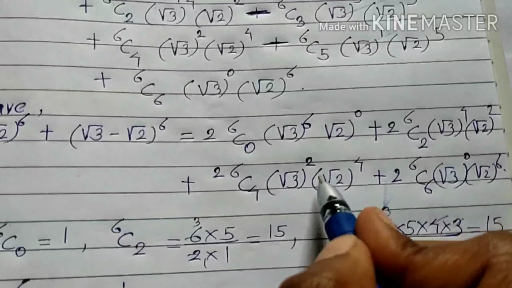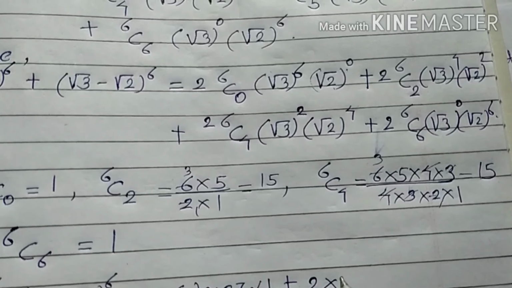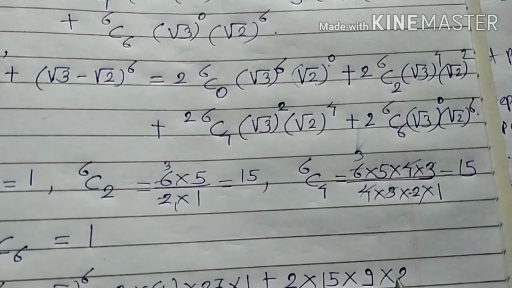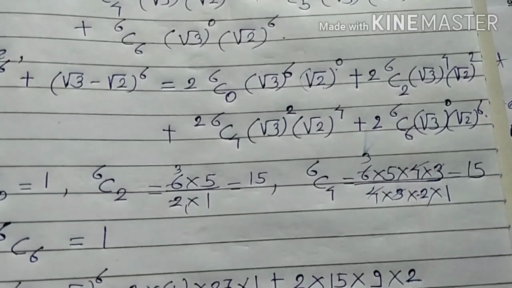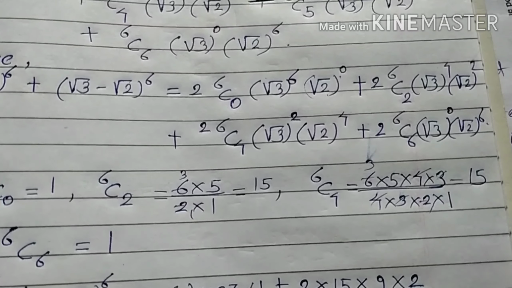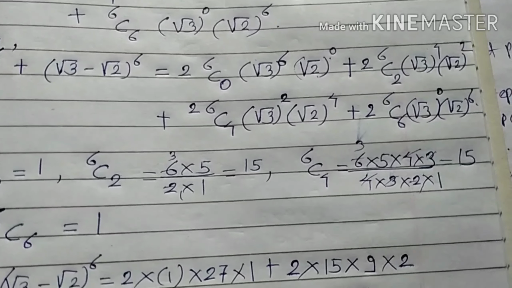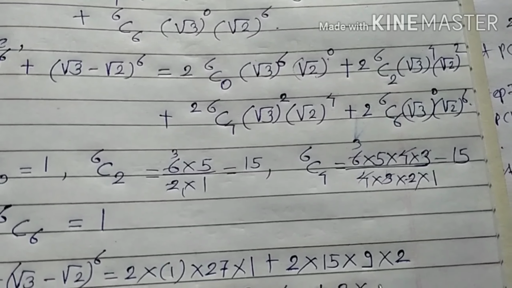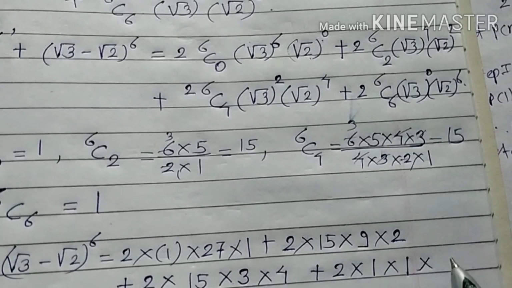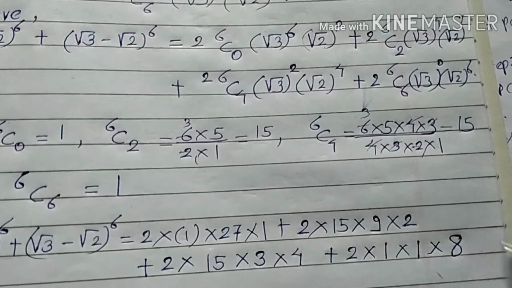27 into (√2)^0 is 1 plus 2 into 6C2 is 15. (√3)^4 is 9. (√2)^2 is 2, plus 2 into 6C4 is 15 into (√3)^2 means it is 3. (√2)^4 means it is 4, plus 2 into 6C6 is 1. (√3)^0 is 1 and (√2)^6 means multiplication of √2 six times. So it is 8.